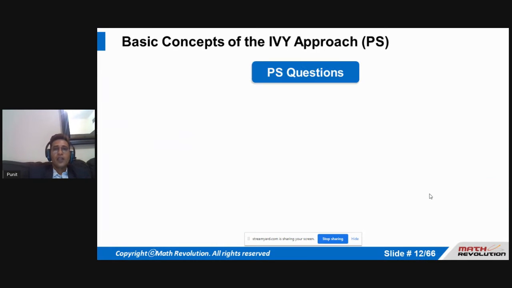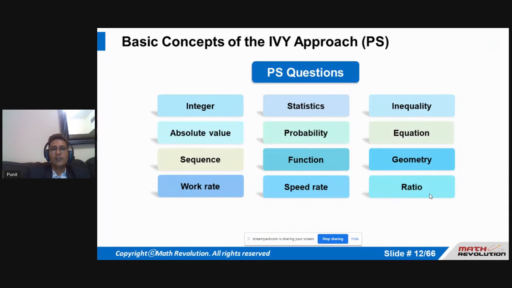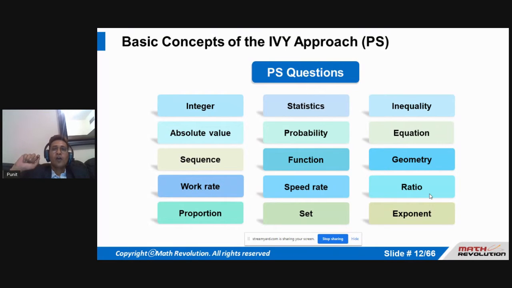Now, if we go through the PS questions, the next slide on your screen is all about the category of all those topics from where the PS questions are set. So yes, definitely you could take a picture of that as well. And this is something which I also covered in my last webinar, when I was talking about how a non-math background student should tackle the GMAT Quant. How should the preparation go? So this is one of the slides.